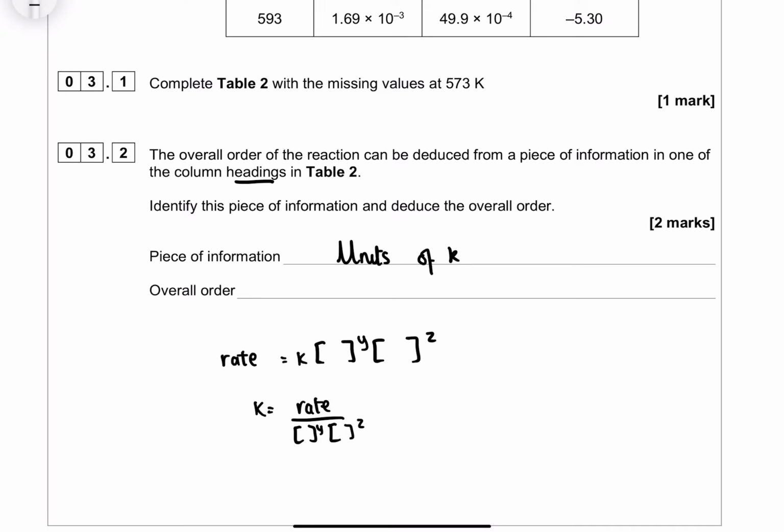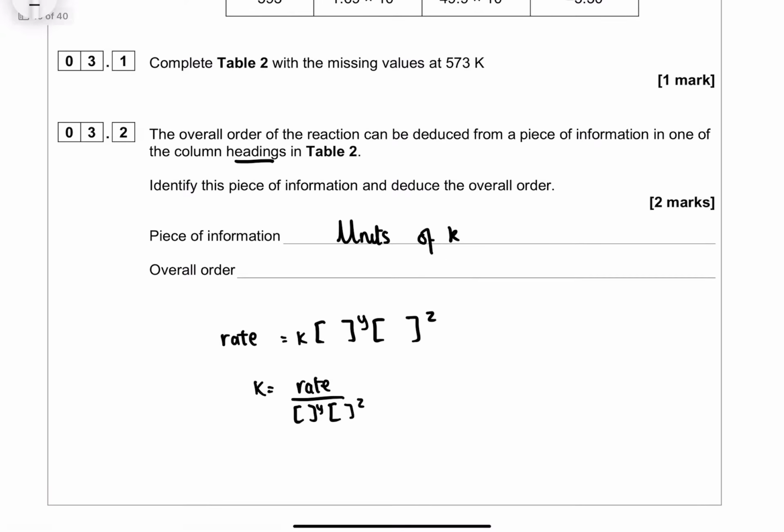Now, given that the units of k are seconds to the minus 1, and the units of rate are moles dm minus 3 seconds to the minus 1, what has to be on the bottom line for this to equal seconds to the minus 1? It needs to be one lot of concentration, so we need to get rid of that, and that just needs to be a power 1. So the overall order is only 1, in order for the units of concentration to cancel out and leave us with seconds to the minus 1.